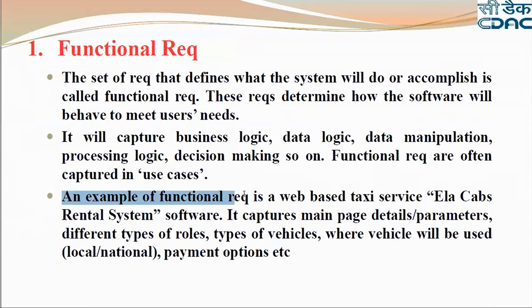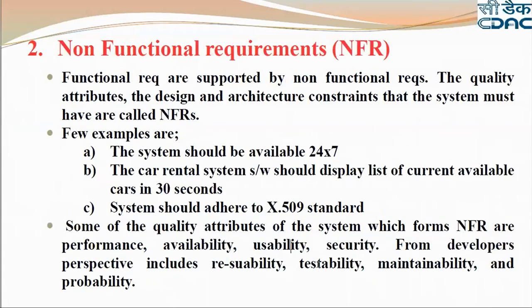For example, here I've given a web-based taxi service software system. It captures the main page details, parameters, different types of roles, people, like that. One example is given for functional requirement. Then comes non-functional requirement of the project. Functional requirements are supported by non-functional requirements. It doesn't mean they are separated. The quality attributes, the design and architecture constraints that must be met are called non-functional requirements. A few examples: you need to know whether a particular project you're developing should be available 24/7 or not.